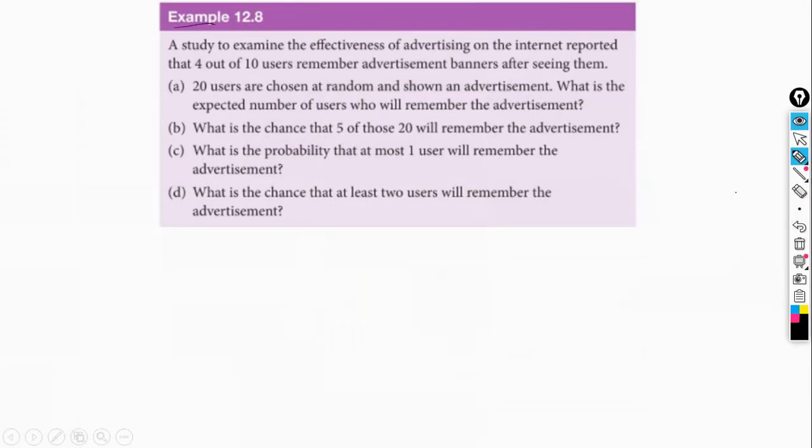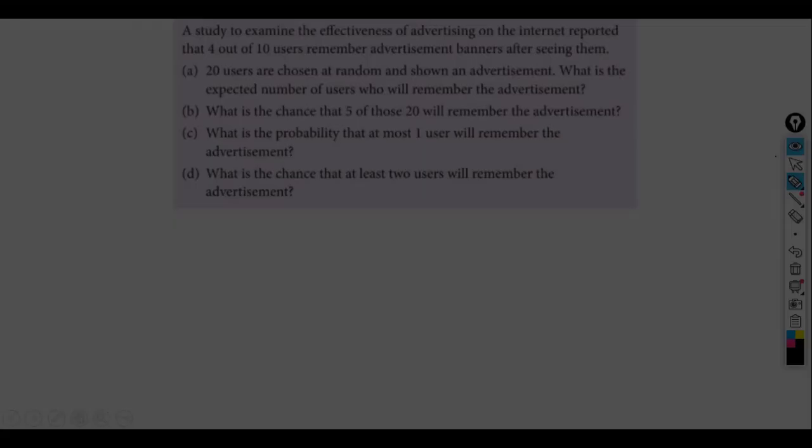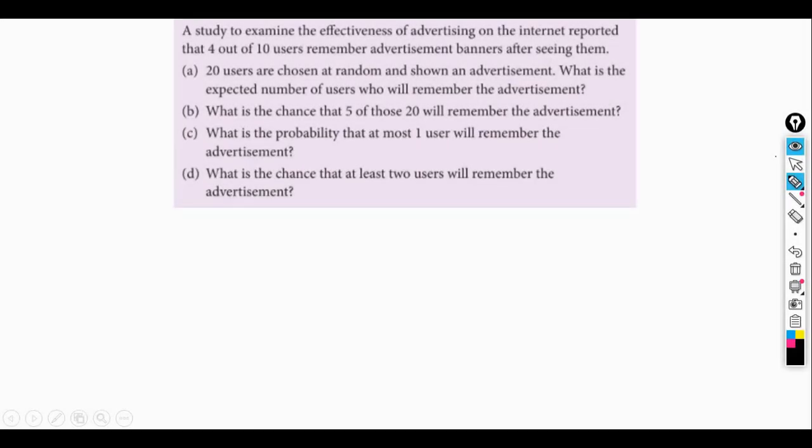We continue with example 12.8. And it says, a study to examine the effectiveness of advertising on the internet reported that 4 out of 10 users remember advertisement banners after seeing them. Part A, 20 users are chosen at random and shown an advertisement. What is the expected number? So what is the expected number of users who will remember the advertisement?